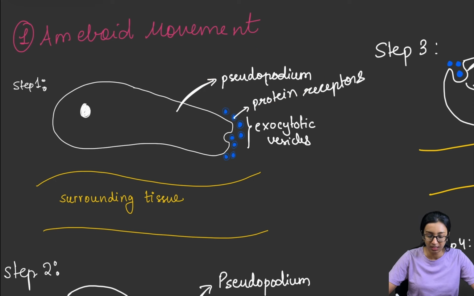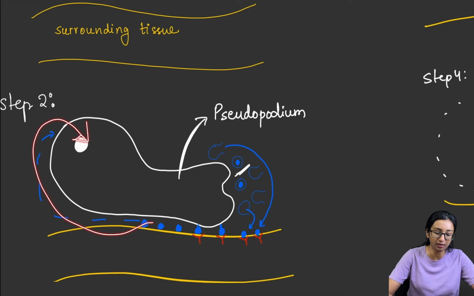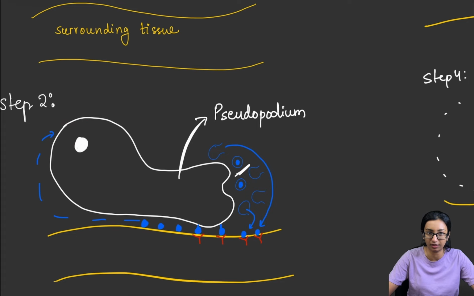These pseudopodiums will release exocytotic vesicles. These exocytotic vesicles are full of protein receptors. These protein receptors will first get attached to the pseudopodium, and when they reach near the surrounding tissue or the cell, they will attach to the ligand of that tissue. After this, some of these receptor proteins do not get attached to the ligand, but they enter back into the cell on the other side of the cell.